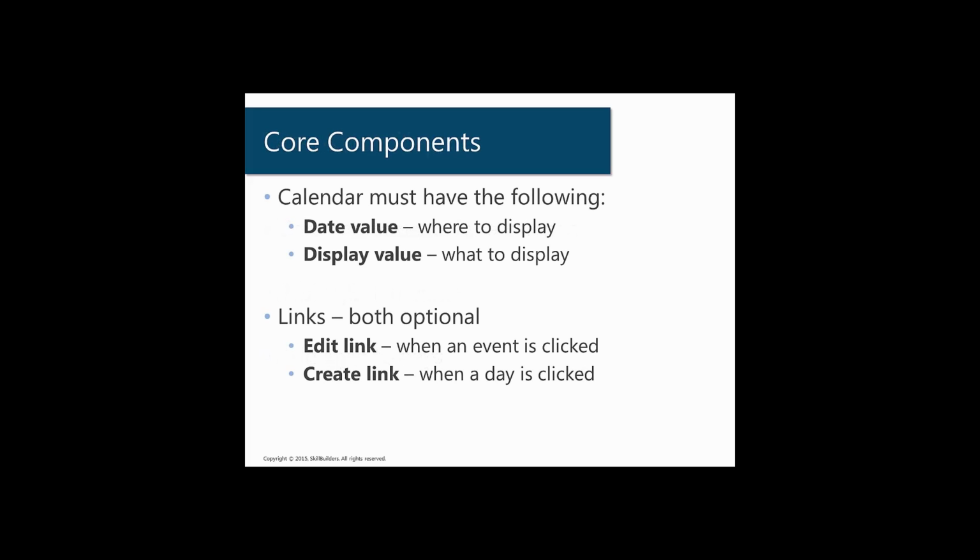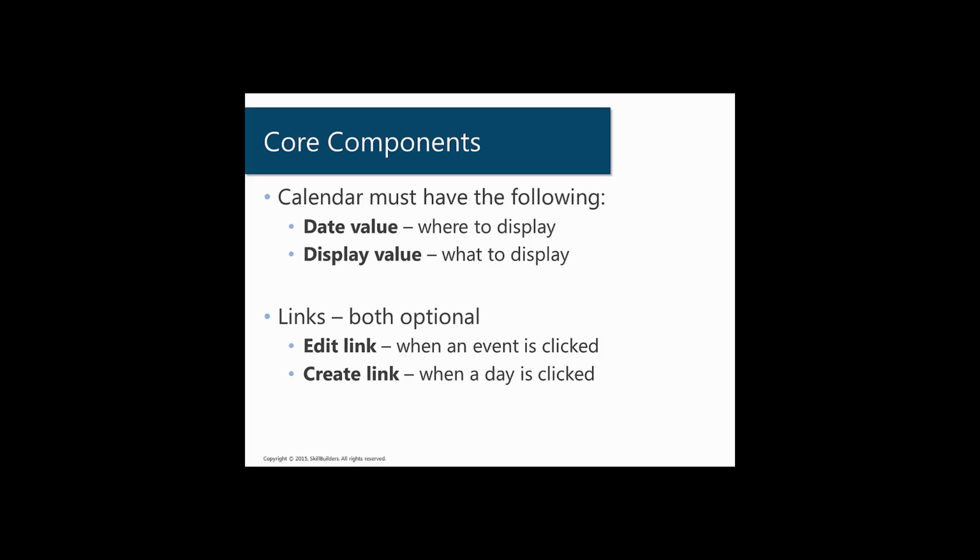First, we're going to talk about the core components of a calendar. And really, there are not a lot of requirements here. You need to have a display value and a date value. So the display is going to be what to display, and the date value is going to be where to display it. So for instance, if you had a date value of January 1st, 2016, that is where that event is going to display. And if it was displaying an event called Party, well, then it would display Party on January 1st, 2016.